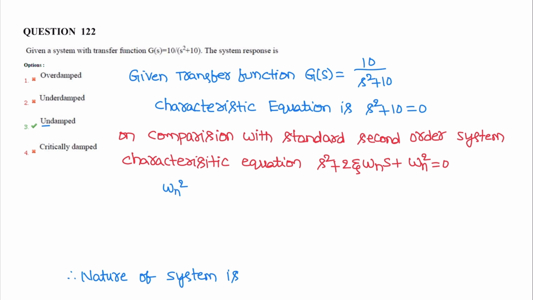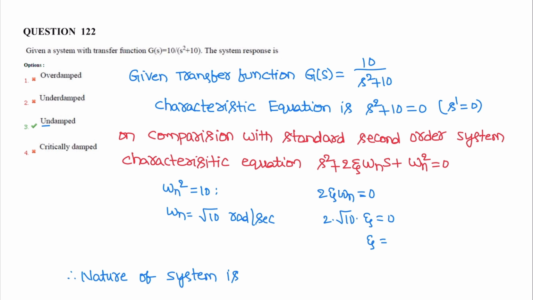Here the value of ωn² is 10. From this ωn is root 10 radian per second, and 2ζωn is 0 because the coefficient of s to the power 1 is 0 in the given characteristic equation. So from this ζ is 0. Hence, if damping ratio ζ is 0, then the nature of the system is undamped. Correct option is option 3.